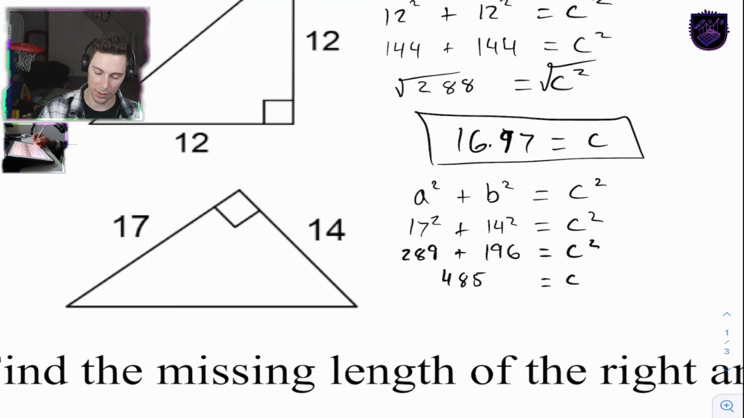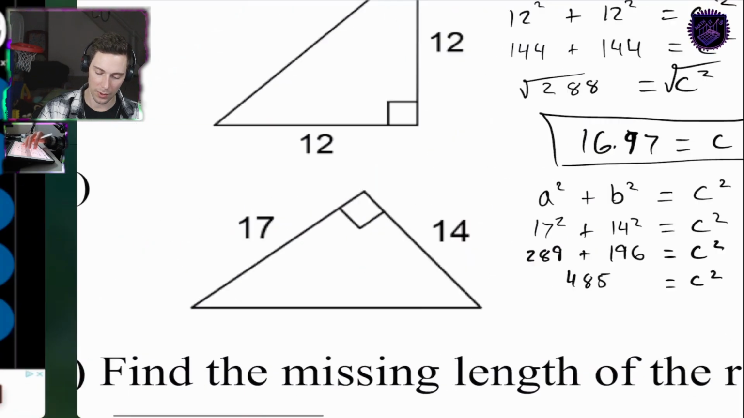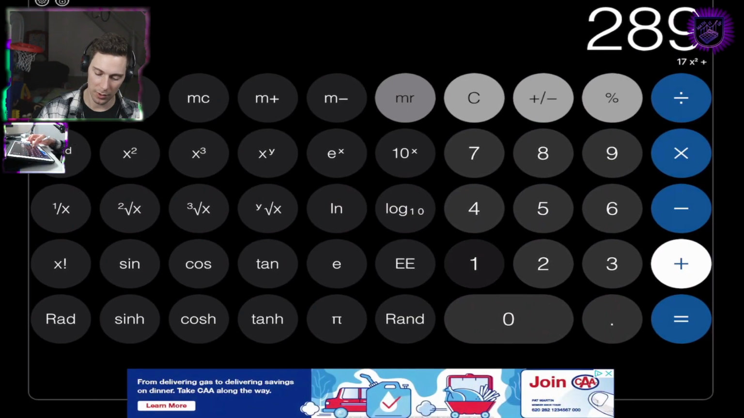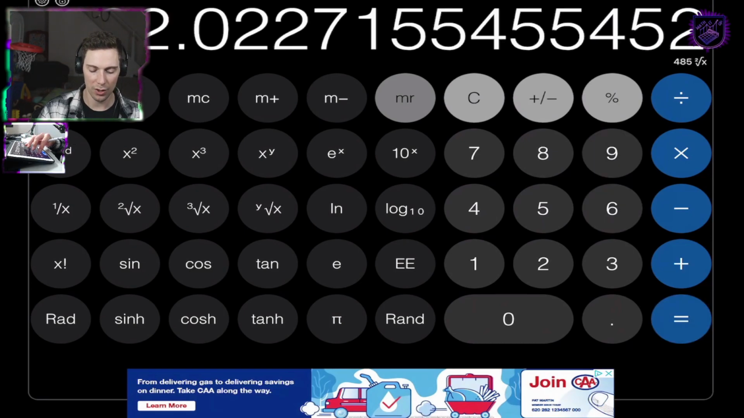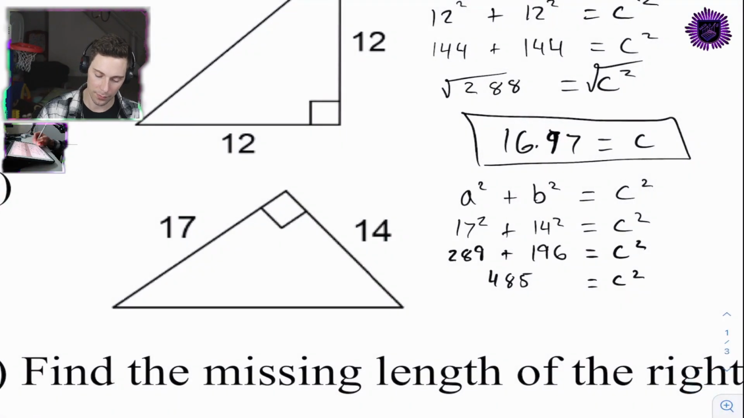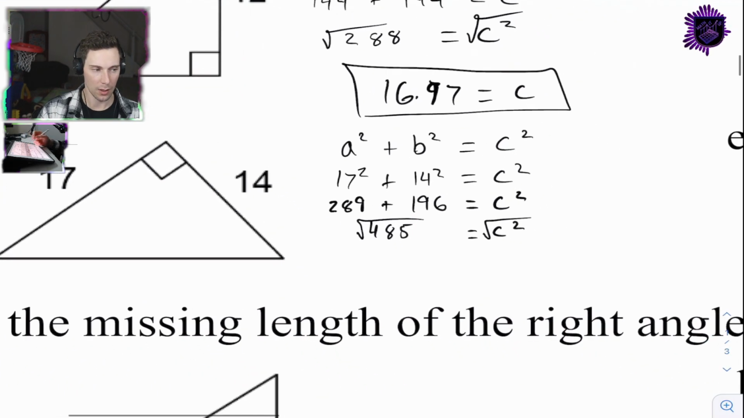485 is equal to c squared. 196 plus 196, 485. Found the square root, 22.02. So the square root of that is 22.02, which is equal to c.